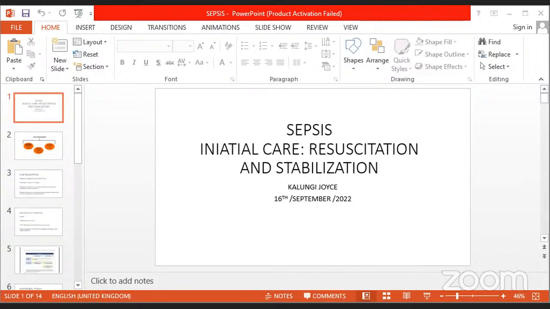Now, when you're giving the fluid, you have to reevaluate. You're looking for improvement in perfusion. Has the capillary refill time improved? Is the patient's mentation better? If it's not better, you repeat the bolus and reassess again, of course based on whether they're still fluid responsive.